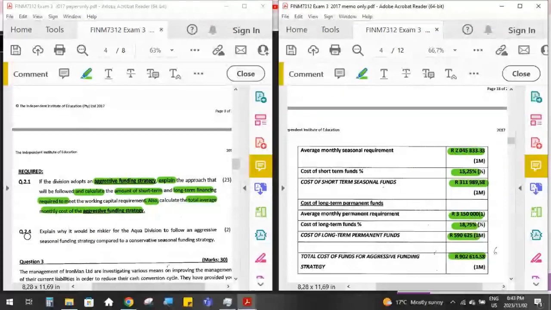And then for 2 marks, explain why it would be riskier for Aqua Division to follow an aggressive seasonal funding strategy compared to a conservative seasonal funding strategy.